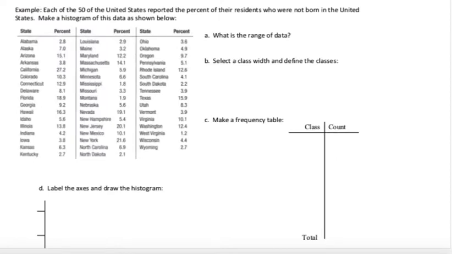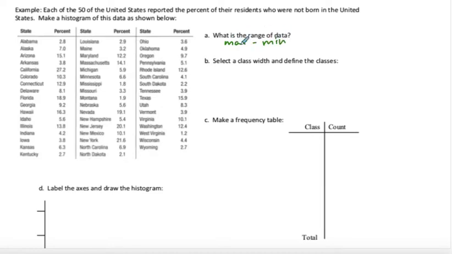The way that we build a histogram is by looking at our data here. It says each of the 50 United States reported the percent of their residents who were not born in the United States. Make a histogram of this data shown below. We're looking for a way to group all 50 data points, rather than making a dot for every single one, or a stem plot, which would be hard since there are decimals and quite a bit of range here. So what is the range of the data? What is our max minus our min?